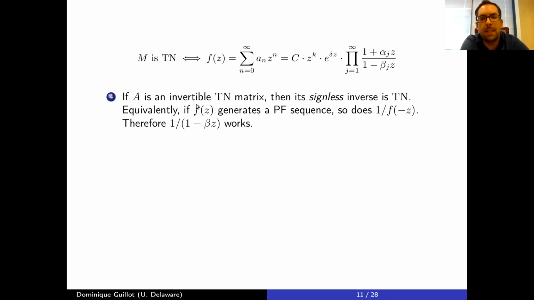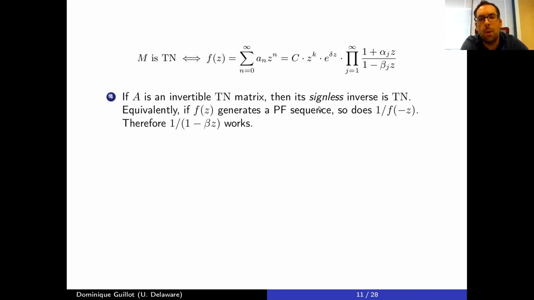And if you think about it, if f of z generated the original matrix, when you take the signless inverse, the function that corresponds to that is not 1 over f, but 1 over f of minus z, in order to remove the signs in the inverse. As a consequence, if f generates a PF sequence, 1 over f of minus z is going to do that as well. We knew that 1 plus alpha z was working. Therefore, 1 over 1 minus beta z will work as well for any beta non-negative. Okay, so we're almost there.